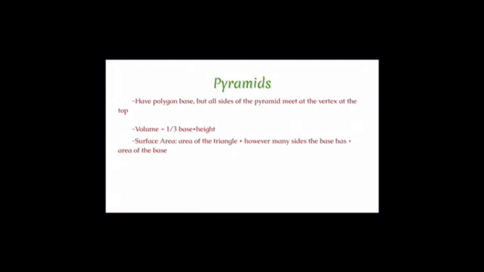So pyramids, they have a polygon base, but all sides of the pyramid are triangles and meet at the vertex at the top. So the volume equals 1/3 base times height, and surface area equals the area of the triangle times however many sides the base has plus the area of the base. Okay, if that didn't quite make sense, that's okay. We will do an example. Here is my little drawing.